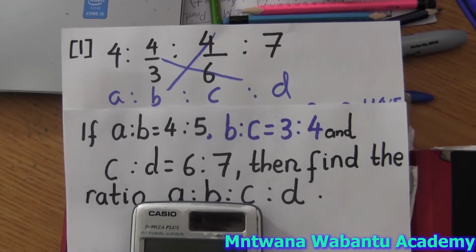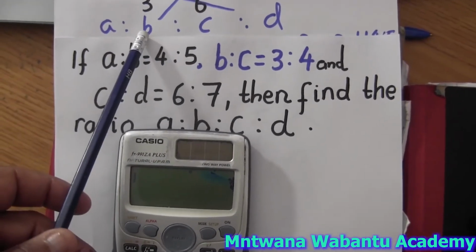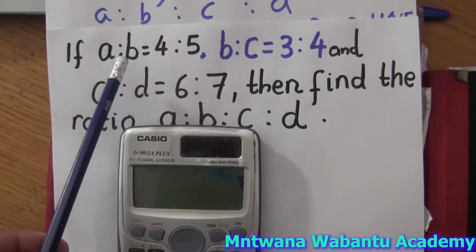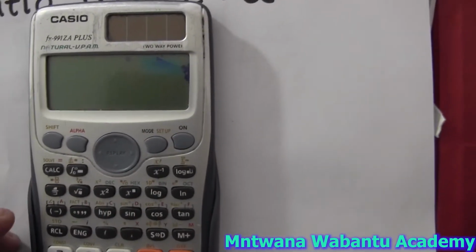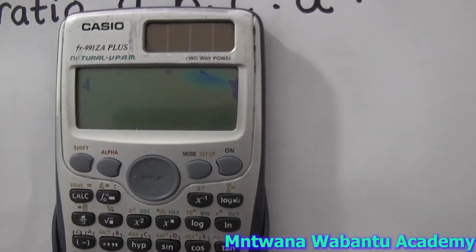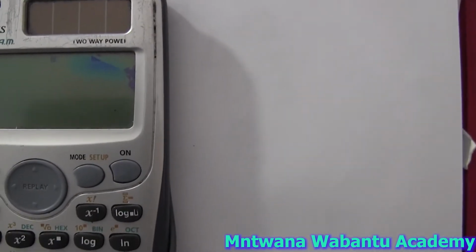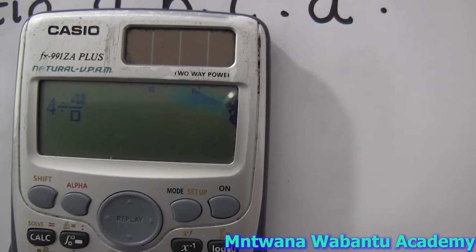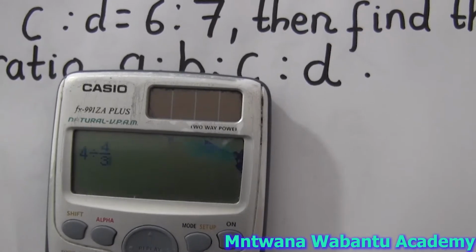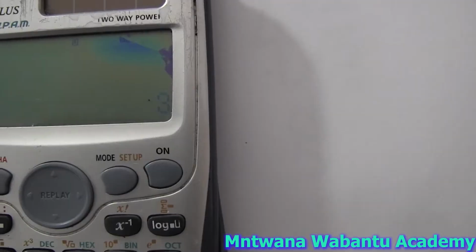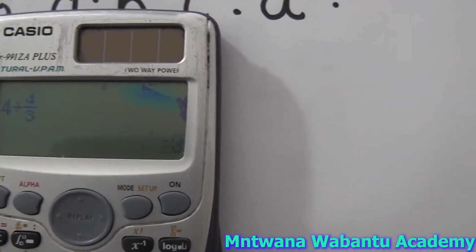Let's say 4 divided by 4, A ratio B. So A ratio B means A over B. Let's take A over B and see if it's going to give us 4 over 5. I'm going to use the calculator, especially if you use this type of calculator. I'm going to say 4 and then divide by a fraction, 4 over 3. So we have this. Now we say equal to 3. So we take 4 divided by 4 over 3.